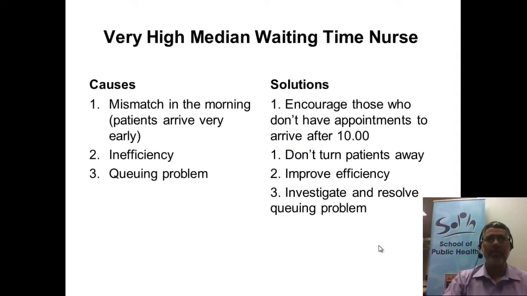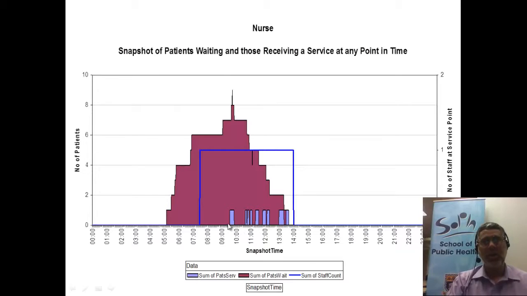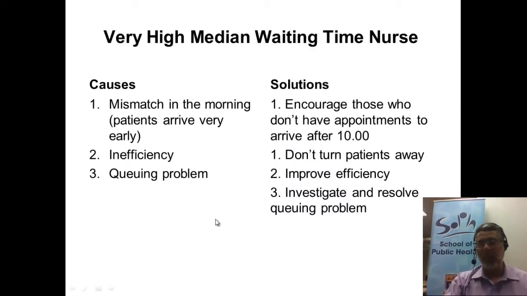So that's it. Essentially the big problem is mismatch and inefficiency. So one, encourage patients to arrive after 10, since the nurse only starts the service at 9:30, although she's there from before. And the other one is of course to improve the efficiency. And you could look into the small queuing problem, although that was a very minor issue.